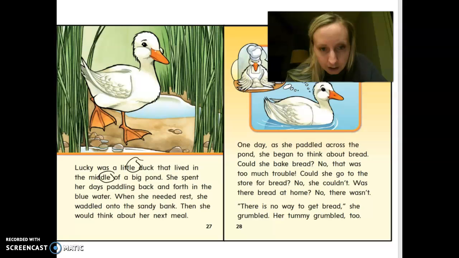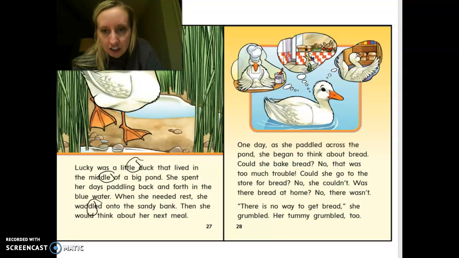She spent her days paddling, so paddle has an LE, but you cross off the E, add ING. So it's still kind of like what we're looking for. She spent her days paddling back and forth in the blue water. When she needed rest, she waddled onto the sandy bank. Then she would think about her next meal.